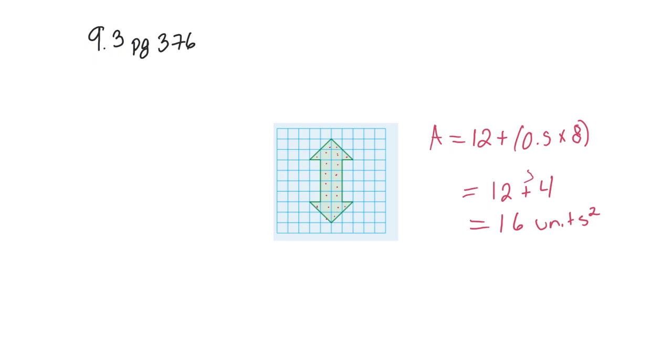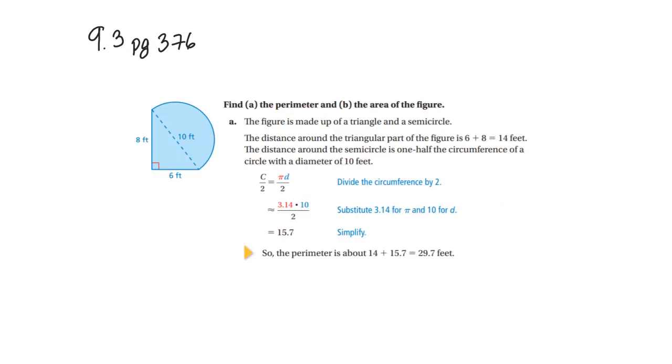So now let's see how we do these if they actually gave us some numbers and not a grid. All right, so this is another one in your book. This is the figure that they gave us, and they want to find the perimeter and the area of this figure. So looking at this figure, you're kind of like, what is that? But you notice you have a triangle here and you have a semicircle here. So you can find the perimeter of that, and you can find the area of those two shapes, right?